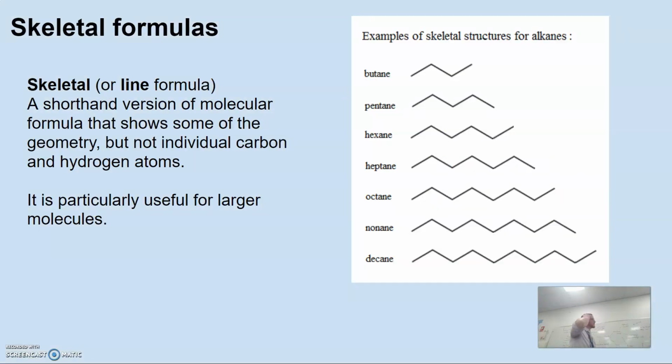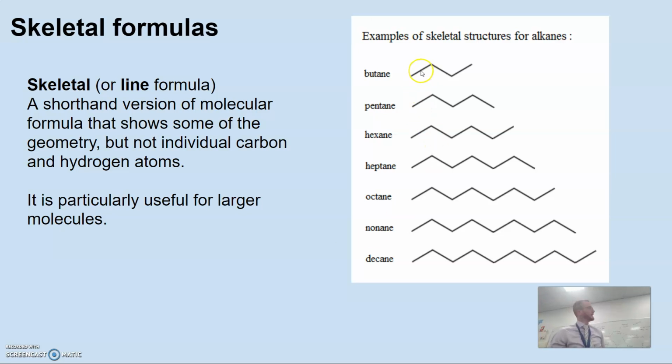Skeletal's a bit different. You may not have seen this before. It's a shorthand version of molecular formula. It shows some of the geometry, not the individual atoms present, unless there's a functional group. So if there's a functional group present, we show the functional group. It's useful for really large molecules, and the number of hydrogens present at each point is implied.